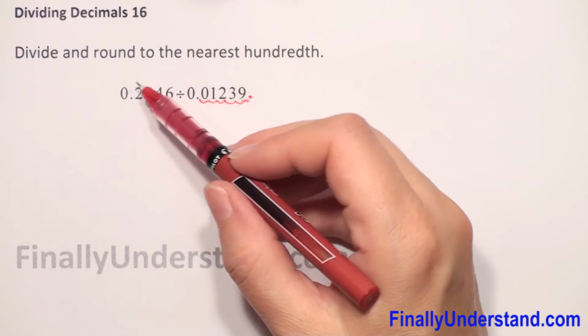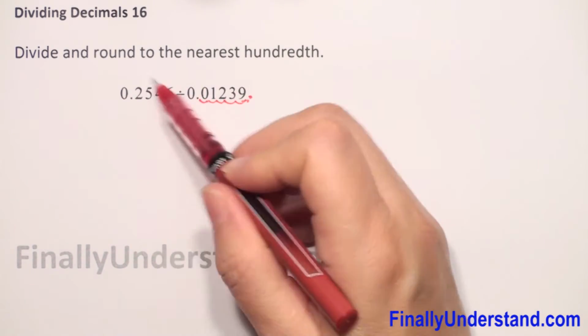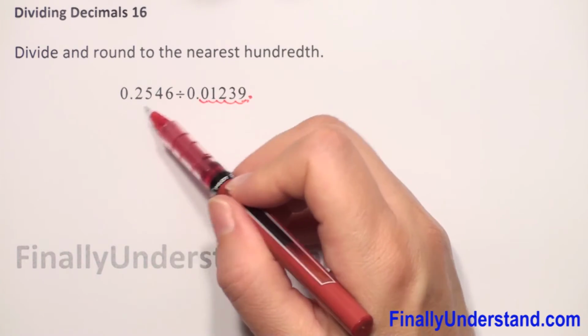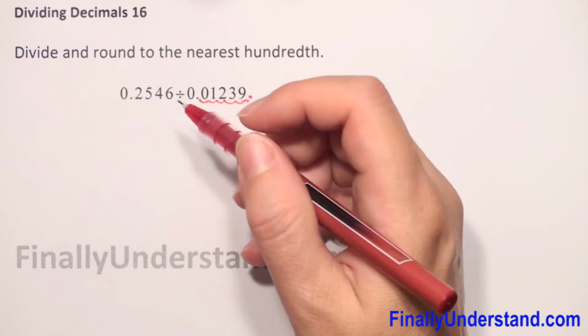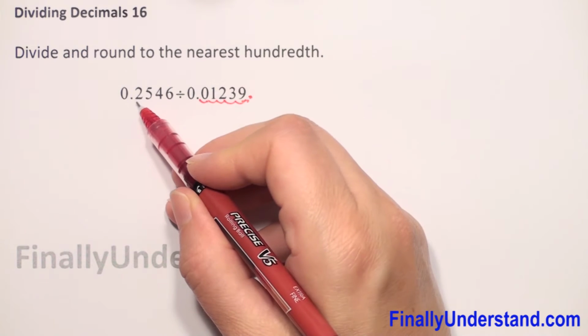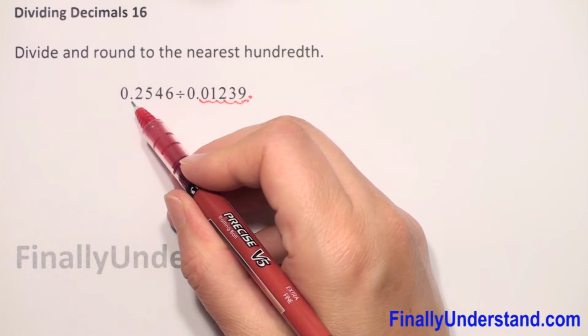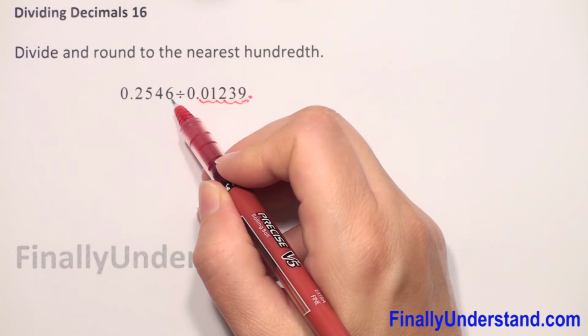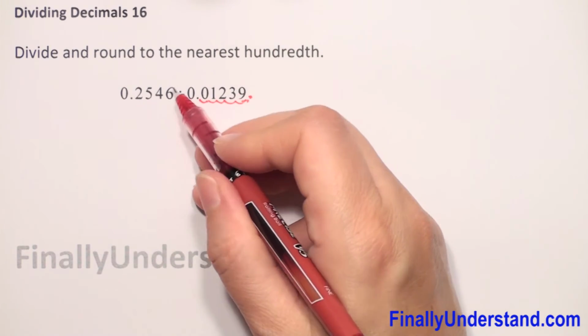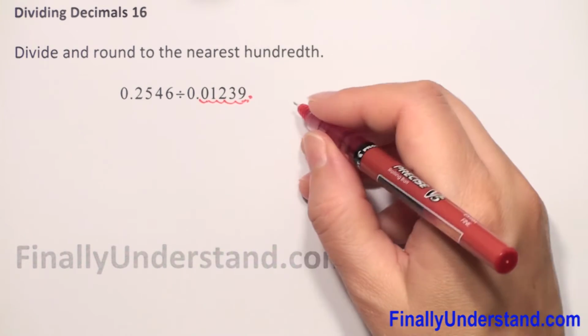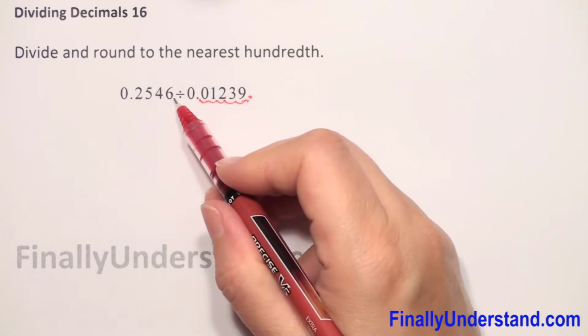Whatever we did with our divisor, the same we have to do with our dividend. So we need to move the decimal point 5 digits. But we have only 4 here, so we need to add 1 extra 0. So let me copy our example one more time, because I don't have space here.